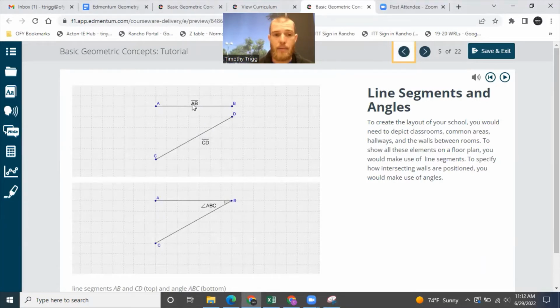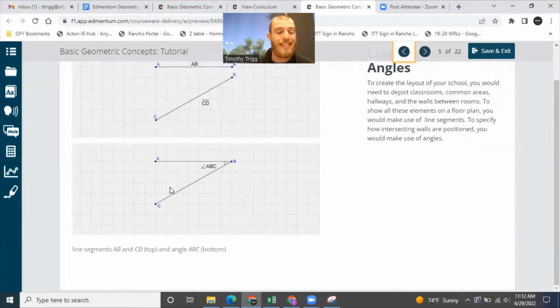And we write line segments, notice, with the 2 endpoints. AB is the name of this line segment, and we put a little segment on top. Same with CD, and we put a little segment on top. Line segments, we usually just call them segments. So, and then the other thing is angles.